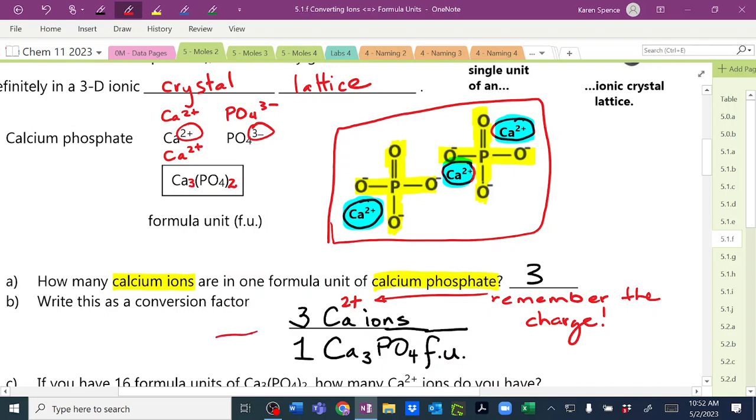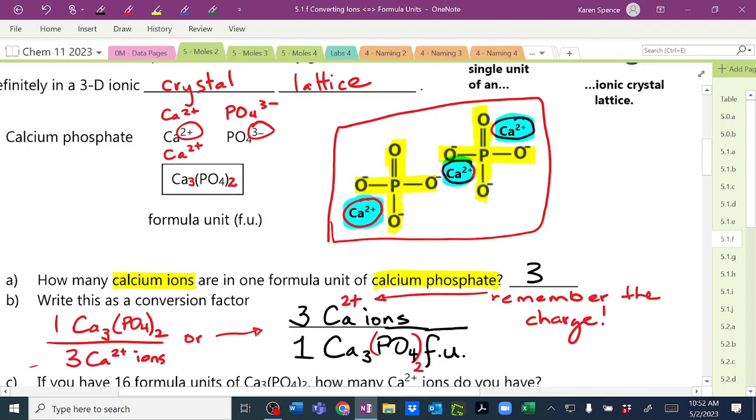And you could also write this flipped upside down. So we could have 1 Ca3. Oh, I know what brackets and charge you were talking about. I made another mistake, the one that I didn't know that I had made. We need 2 PO4s, so we need brackets. You knew exactly what you were doing. Okay, Ca3(PO4)2 per 3 calcium 2+ ions. There we go.